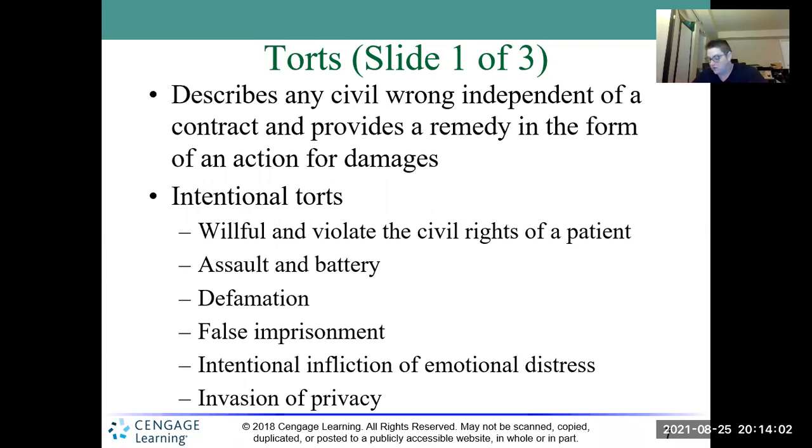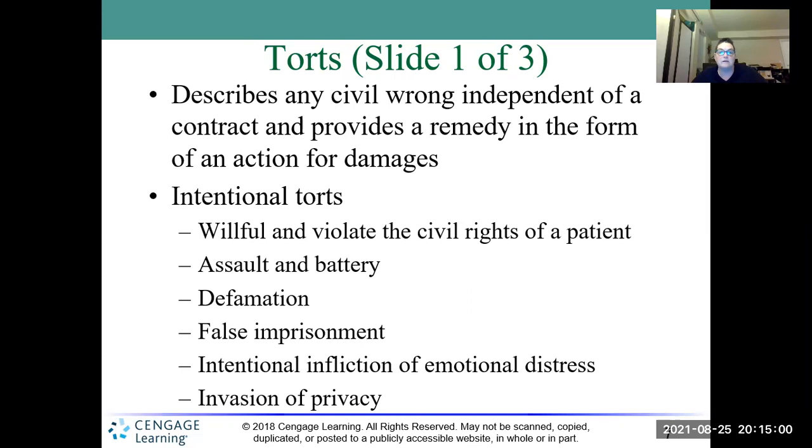So we're going to talk about torts. And remember, torts are civil wrongs. They're not criminal wrongs. They're civil wrongs. And this is when it's, like it says here, independent of a contract, meaning you're an employee, you're not under a contract. When you would have a contract would be, say, I have a contract with someone to build my house, and if they do not build my house the way I want, that would not be a tort, it would be a civil suit. And so tort is a civil wrong independent of a contract.